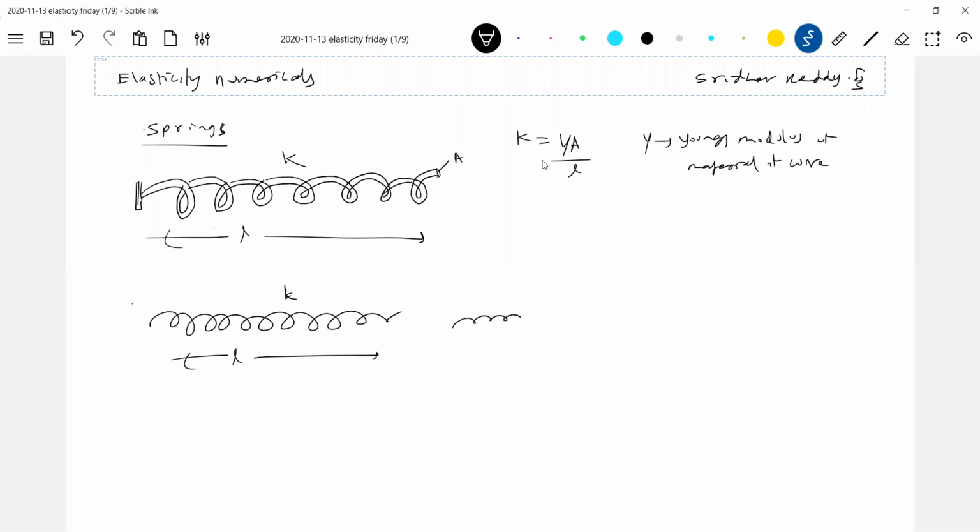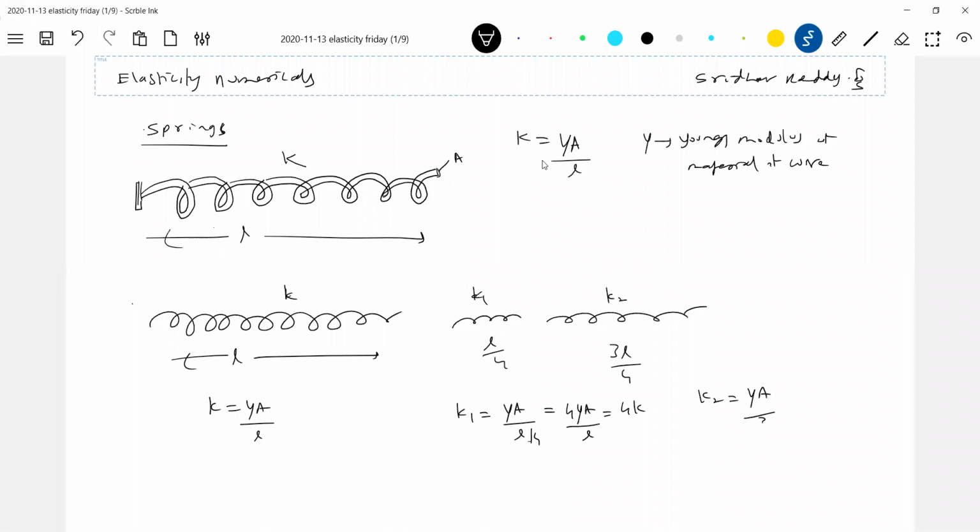I'm going to cut this into two parts, L by 4 and 3L by 4, with spring constants K1 and K2. So what is K here? K is YA by L. What is K1? YA by L by 4, or 4YA by L, so this becomes 4K. What about K2? The spring constant is YA by 3L by 4, or 4YA by 3L, which is 4K by 3.